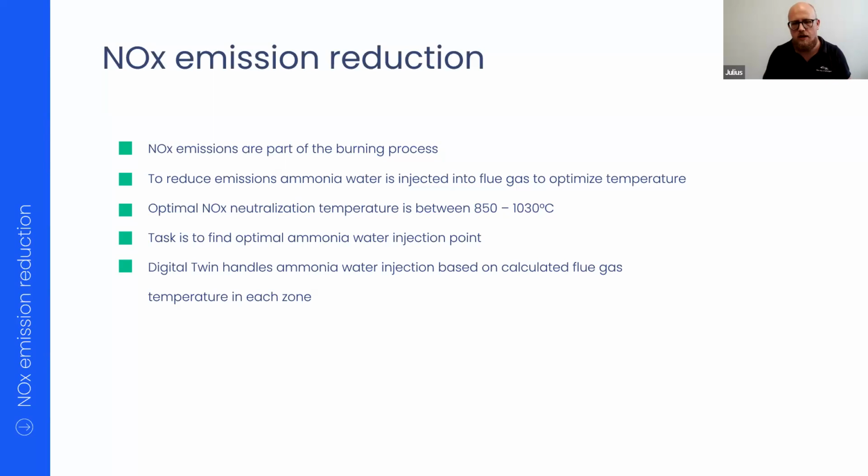But the problem is that flue gas temperature fluctuates based on, for example, the height of the flame. If the demand is high, the flame will be at a higher point. If it changes rapidly and then drops down, you have to go to zone 2, maybe a lower zone, just as an example. So the digital twin calculates the different temperatures in the zones, and then finds the one that is nearest to the optimal temperature of between 850 and 1030 in order to inject the ammonia water and reduce the emissions of the biomass power plant.